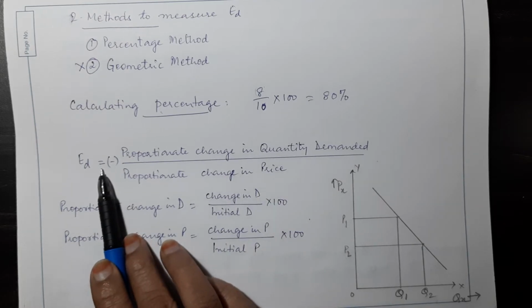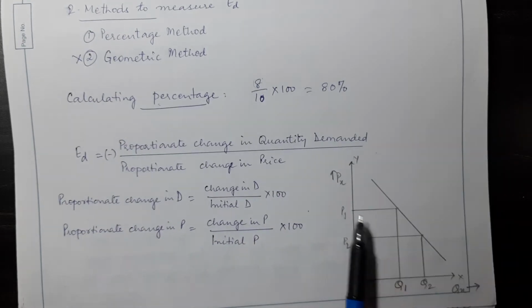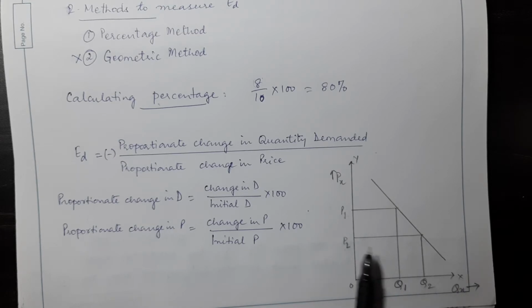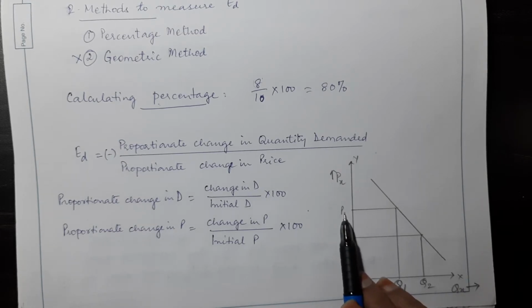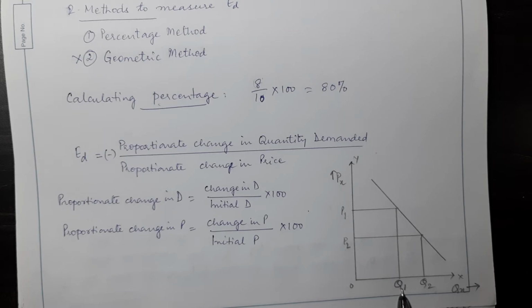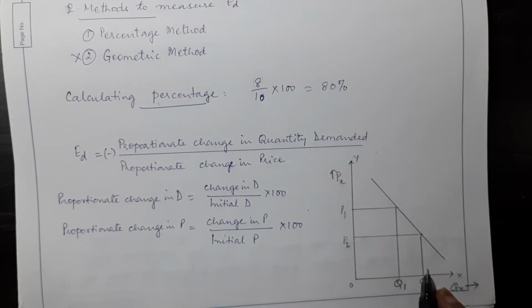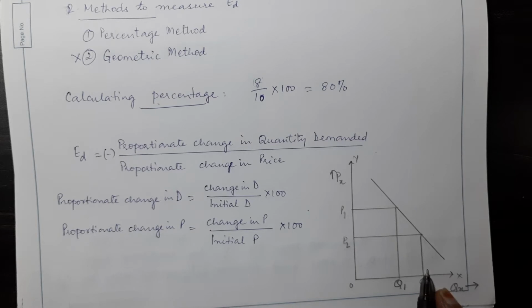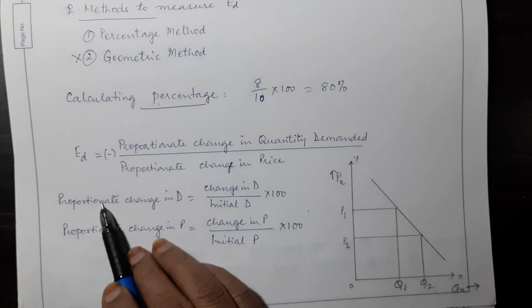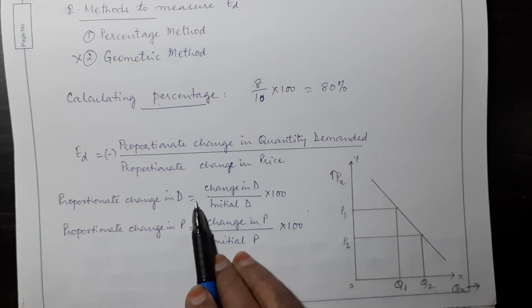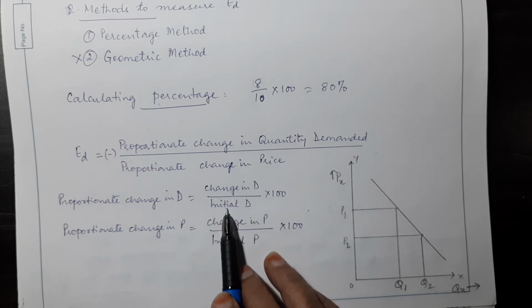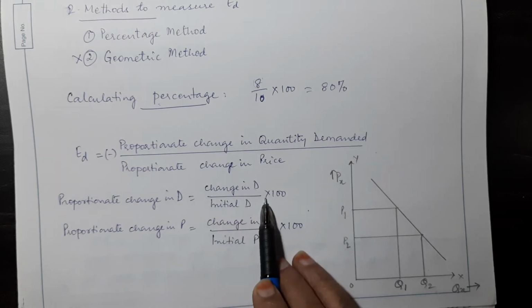Now, the proportionate change in quantity demanded by the proportionate change in price gives us the elasticity of demand. Now, if you look at this graph over here, we find the price is P1 and quantity demanded is Q1. When the price is P2, quantity demanded is Q2. So there is a change in price and there is a change in quantity demanded. So proportionate change in demand would mean change in demand by initial demand into 100.